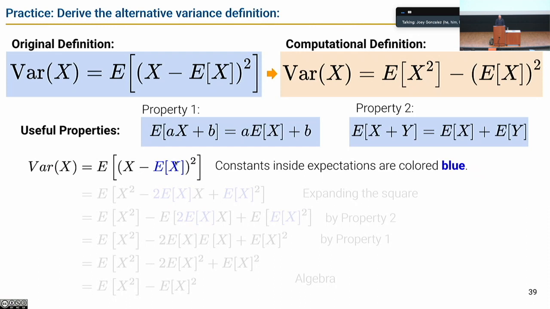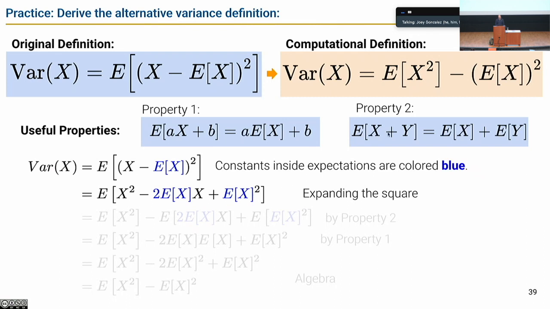All right, so the first thing we do in this expression here is we want to break out this square. So we're going to expand the square here. So we have x squared, that's a random variable, minus 2, that's a constant, E of x is a constant, times x, random variable, plus E of x squared, that's also a constant. Okay? Now what property can I use?